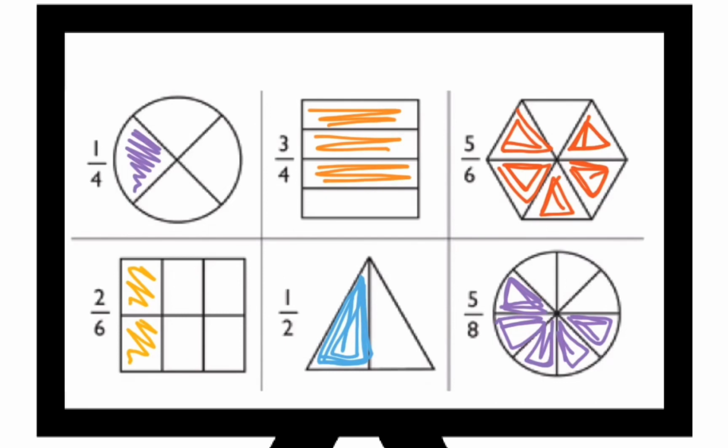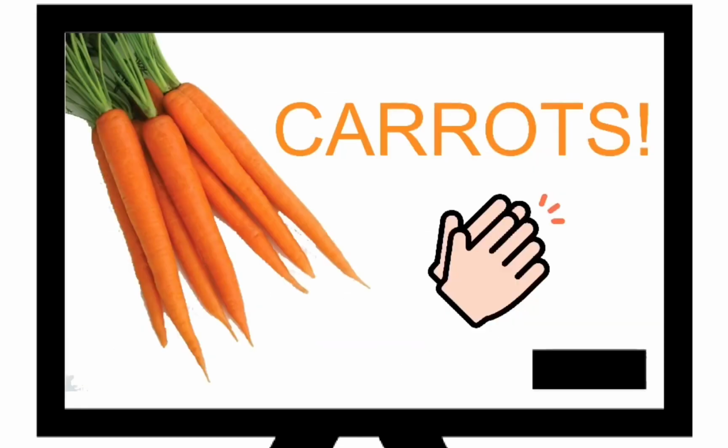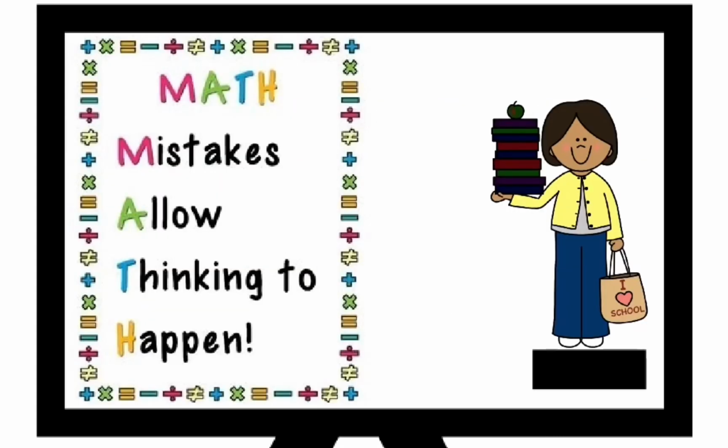Now, do you remember the riddle that we were talking about earlier? Well, the answer is carrots. I bet you already knew this because you are that smart. The carrot is green on top and has a bright orange on the bottom, and also rhymes with parrot. Parrot, carrot. Math. Mistakes allow thinking to happen.